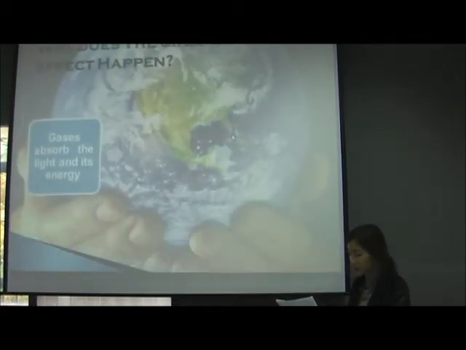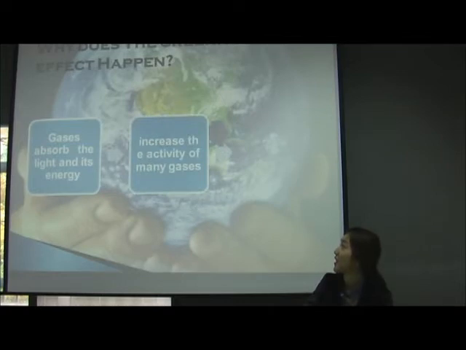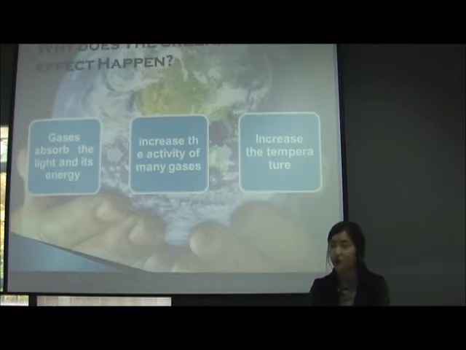So the cause of the greenhouse effect is, first, gases absorb the light and its energy, and then this increases the activity of many gases. So in turn, it increases the temperature of the atmosphere.